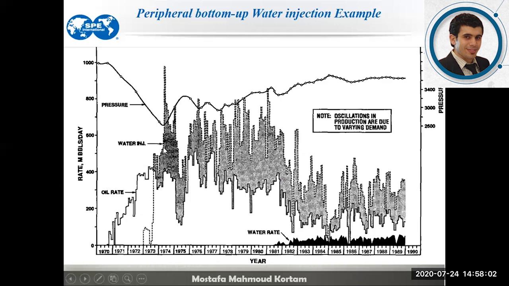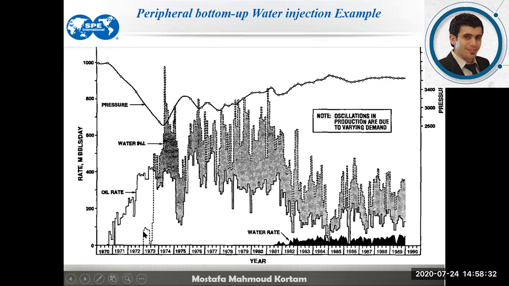This is the performance of the well. That is the rate of 1,000 barrels per day. That is the reservoir pressure, which had decreased, and before falling towards the bubble point, they commenced the water injection. That is the oil rate, and that is the start of the water injection. Here is the water rate, which started to break through after about 10 years of starting the water injection.